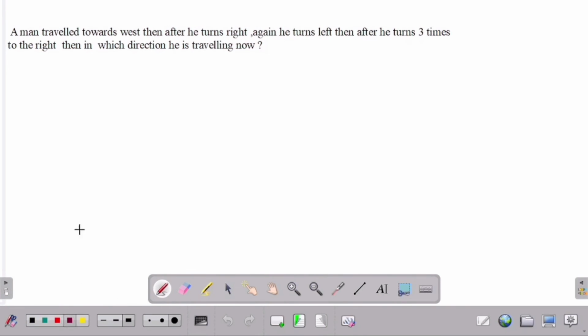What is the next question given? A man traveled towards west. Then after he turns right. Again he turns left. Then after he turns 3 times to the right. 3 times is a condition here. Then in which direction is he traveling now? Same question as the previous problem. East, west, north, south. The man traveled towards the west. So X is the starting point. He is traveling towards the west direction.